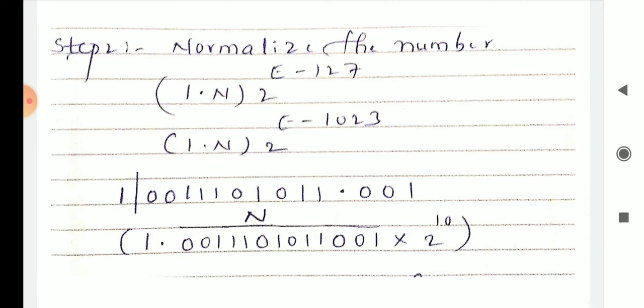Next you can write the answer: 1 as it is, then a dot, and after that dot you write the normalized number. Take this dot into the complete number, so that is 1.0011101011001 multiplied by 2 raised to 10. You have to take that format, so that's why you move that dot digit.